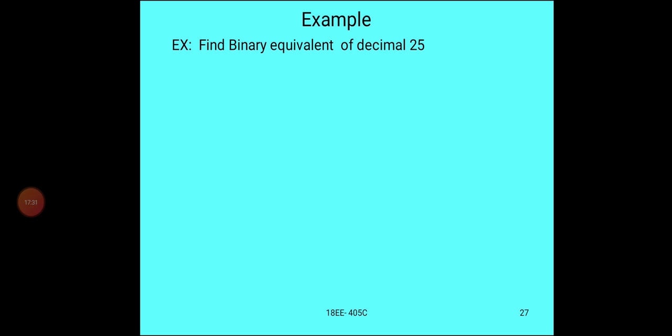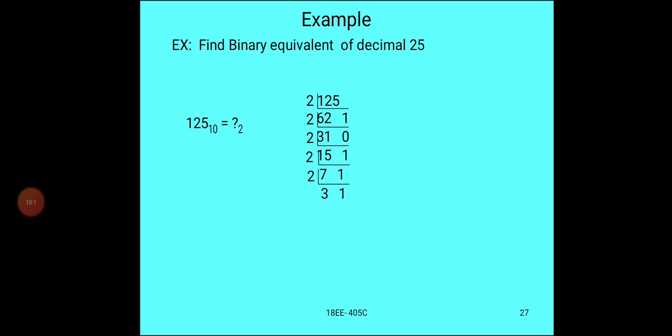Example: find the binary equivalent of decimal 125, base 10. 125 is divided by 2 and we get a quotient of 62 and remainder is 1. Again 62 is divided by 2: 31 quotient and remainder is 0. 31 is divided by 2: we get quotient 15, remainder is 1. 15 is divided by 2: quotient is 7, remainder is 1.